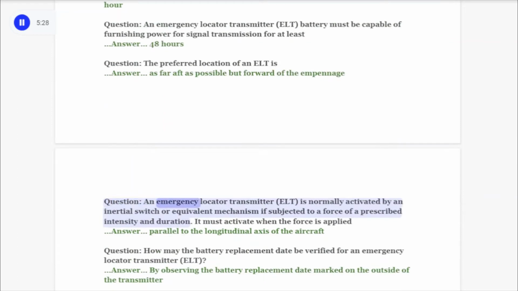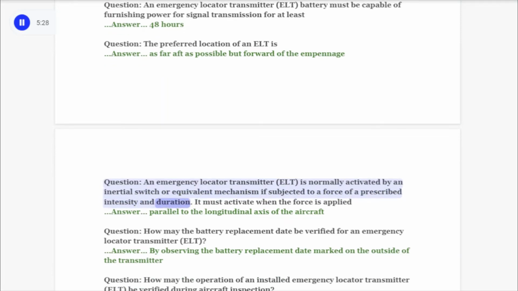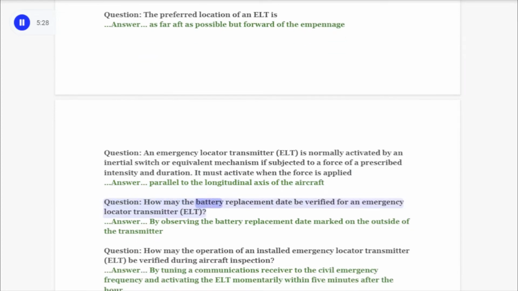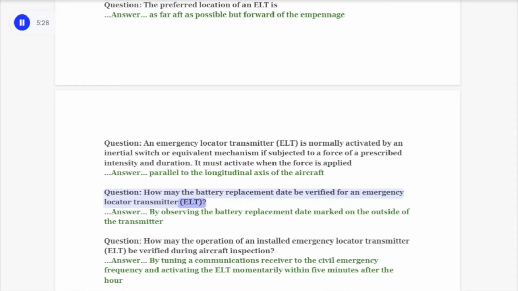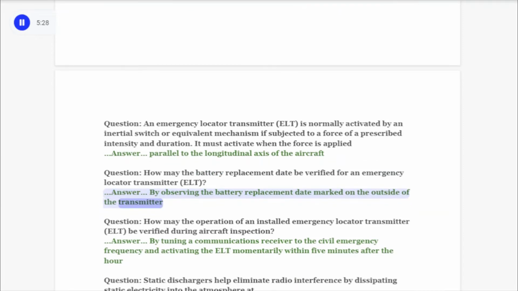Question: an emergency locator transmitter (ELT) is normally activated by an inertial switch or equivalent mechanism if subjected to a force of a prescribed intensity and duration. It must activate when the force is applied. Answer: parallel to the longitudinal axis of the aircraft. Question: how may the battery replacement date be verified for an emergency locator transmitter (ELT)? Answer: by observing the battery replacement date marked on the outside of the transmitter.